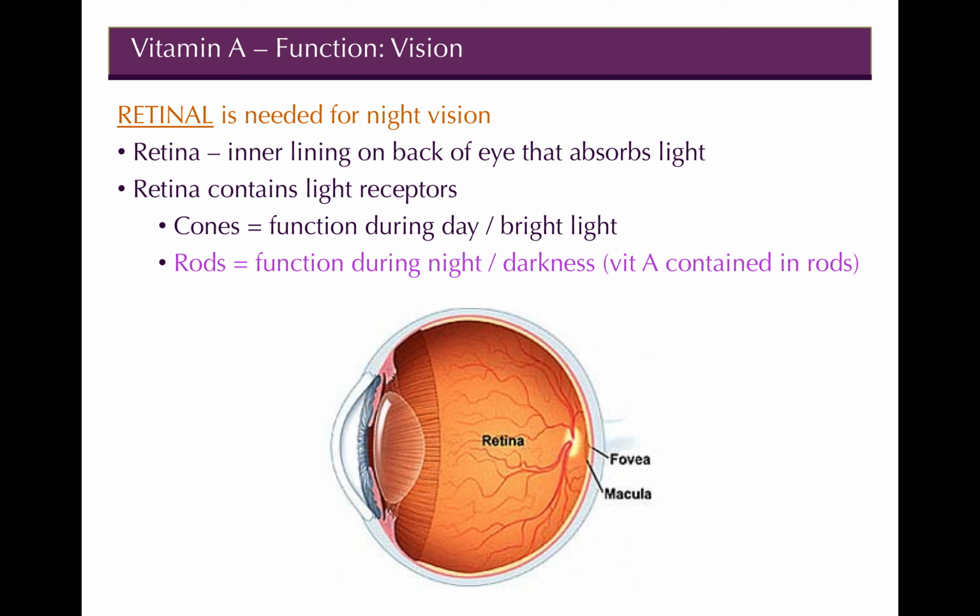So first, let's start with retinal. This is the one that is needed for night vision. Remember from your physiology classes that the retina is basically that inner lining on the back of the eye. It's like a blanket on the back of your eyeball on the inside that absorbs light. And the retina contains light receptors. So there are rods and cones, as you probably remember. The cones are the ones that function in the day, whereas the rods are the ones involved in night function. They help you see in the dark.